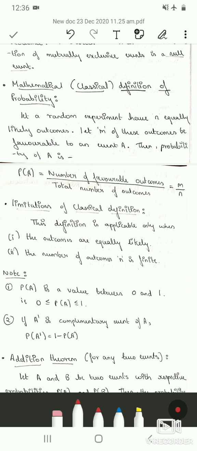So here in the definition we are considering a random experiment. We know what a random experiment is, and there are n equally likely outcomes. We even know what equally likely outcomes means, and in this we are considering m of the outcomes which are favorable to an event A. Then we have to find the probability of event A, which is m by n. This definition can be used only when the outcomes are equally likely and the number of outcomes is a finite quantity, that is, n is finite.